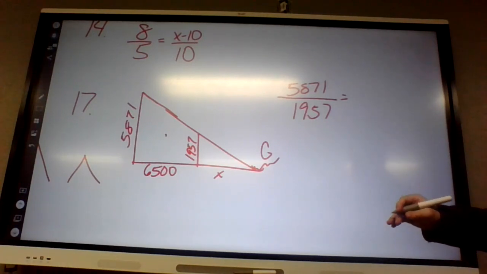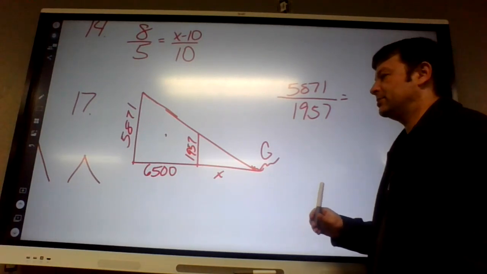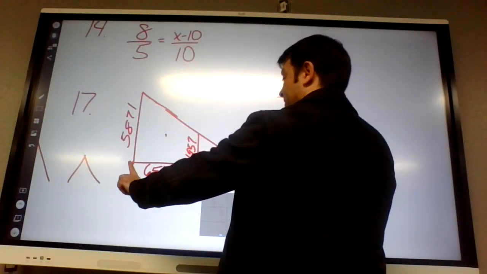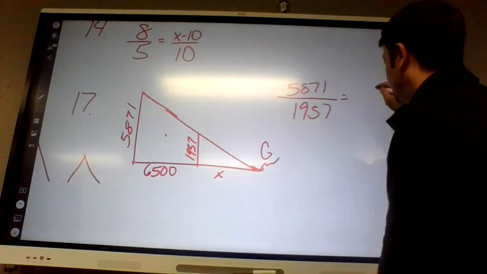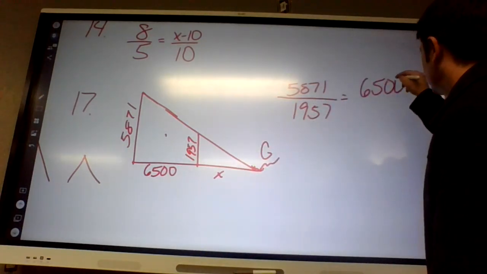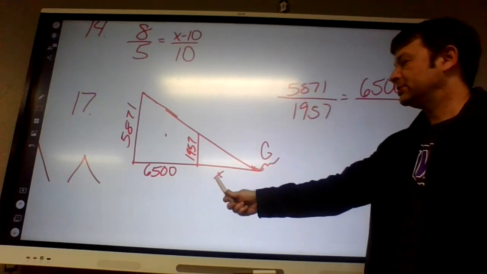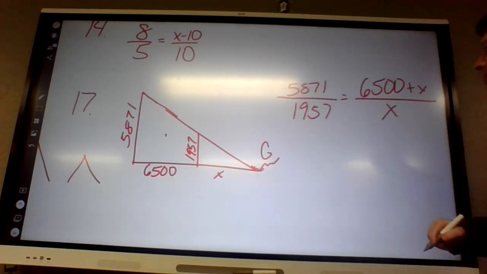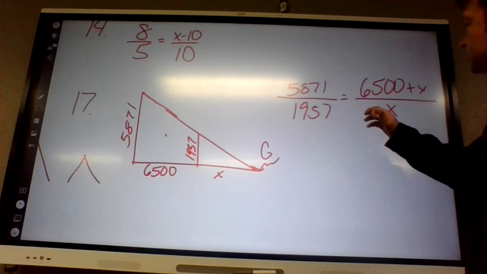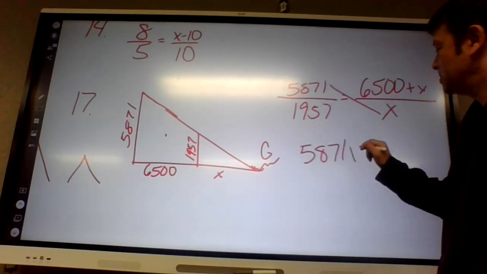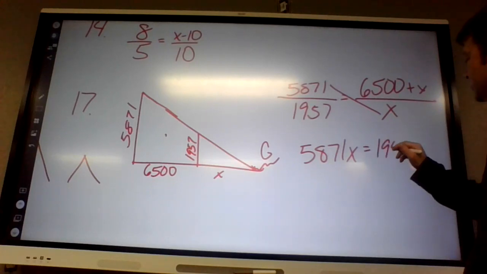So what's another side of the big triangle? 6,500. No, 6,500 plus X. Yeah, we do need that plus X on this one. And what's the corresponding side on the little triangle? X. Got a couple X's on this one. Okay, 5,871 equals 1,957, cross multiplying here.